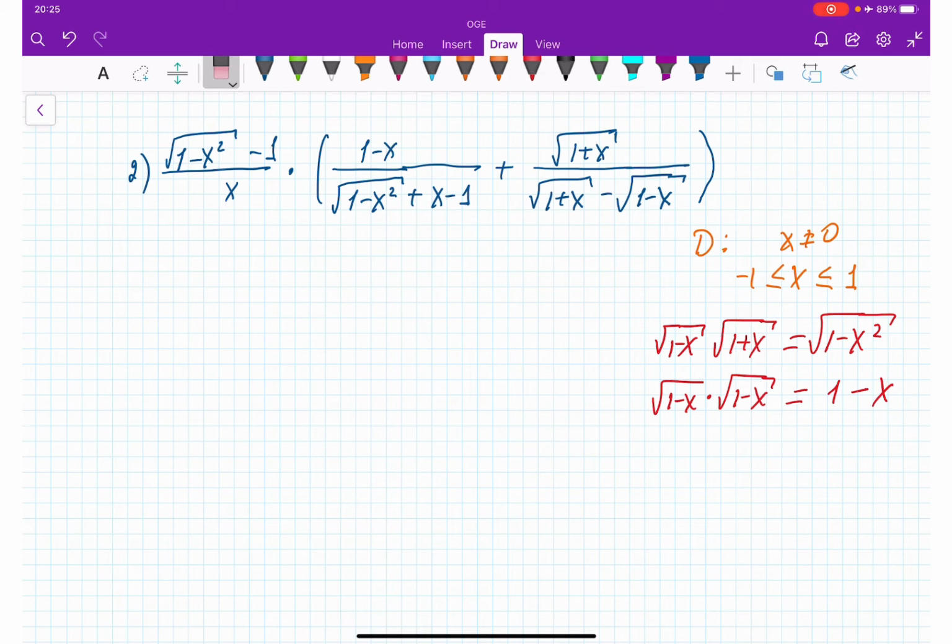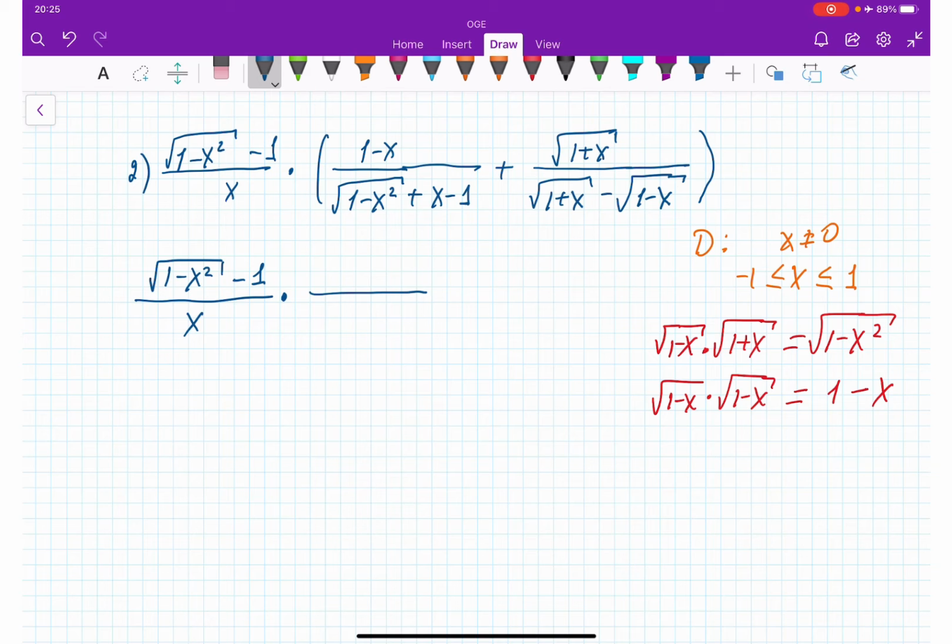I understand that x minus 1 and 1 minus x are two different stories. But we will make it x minus 1, we'll convert into 1 minus x. So I'm going to use these properties. All right, so let's see. What do we have here? Square root 1 minus x squared minus 1 divided by x multiplied.